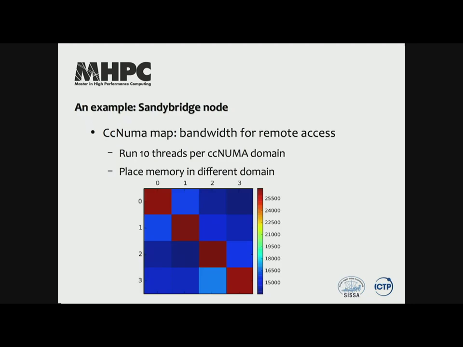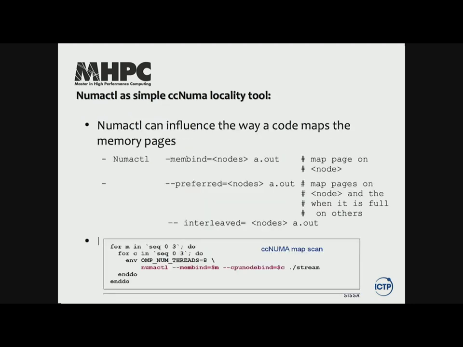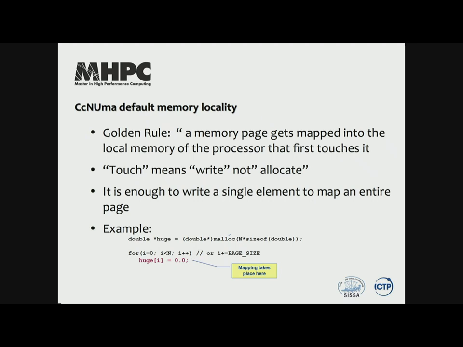This was actually discussed: with the ccNUMA default memory placement, the golden rule is that a memory page gets mapped into the local memory of the processor that first touches it. And touch means write, not allocate. So it is enough to write a single element to map an entire page.